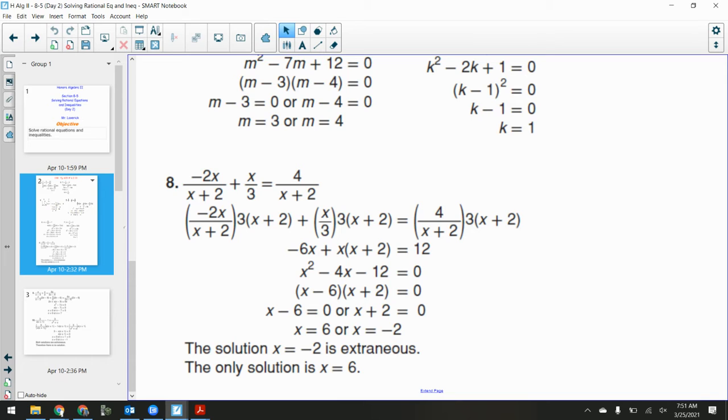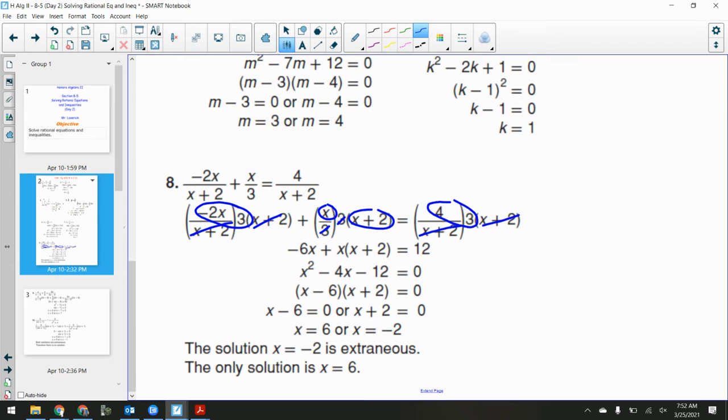They're showing a lot of work here. Like this one, you multiply in 3 quantity x plus 2. So then it's going to cross cancel here and here, here and here, here and here. That's why you see a -6x, x times x plus 2, which will get us the x squared plus 2x. And then the 12 here. Extraneous.